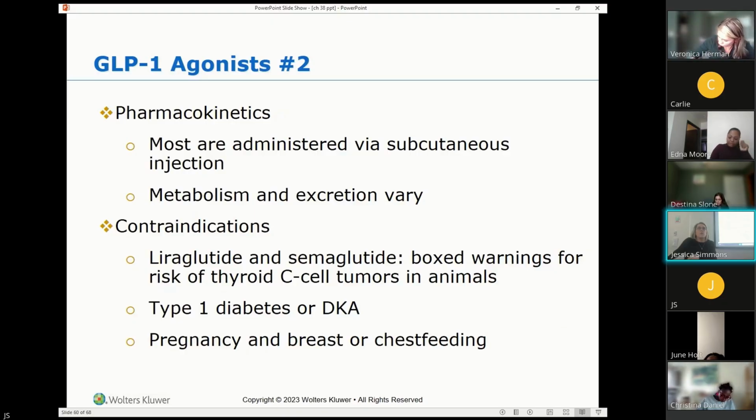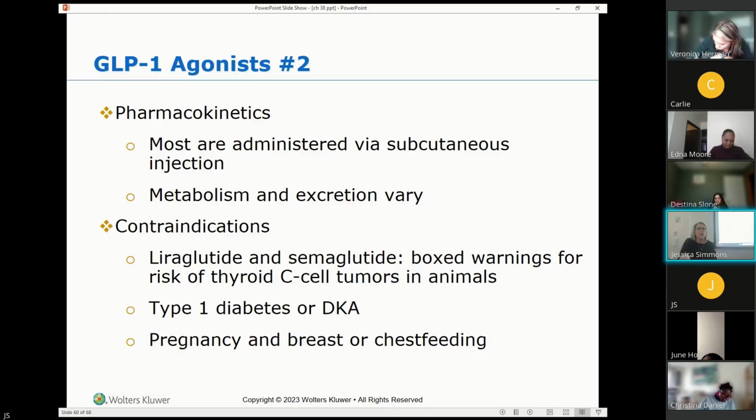Most are injected via subcutaneous injection. Contraindications: you don't want to take liraglutide and semaglutide. There's a boxed warning for risk of thyroid C-cell tumors in animals. If you've ever looked into a GLP-1, one of the questions they ask you is, have you ever had thyroid disease or thyroid cancer? Because it increases the risk for thyroid cancer.